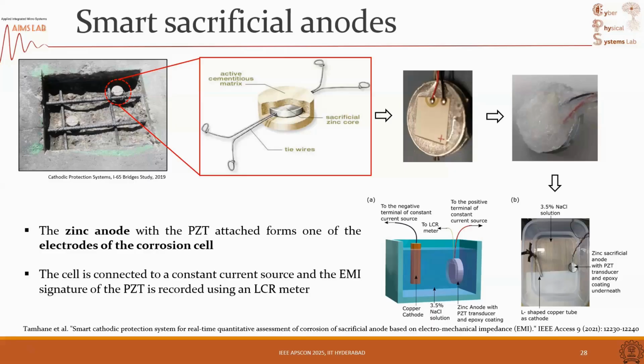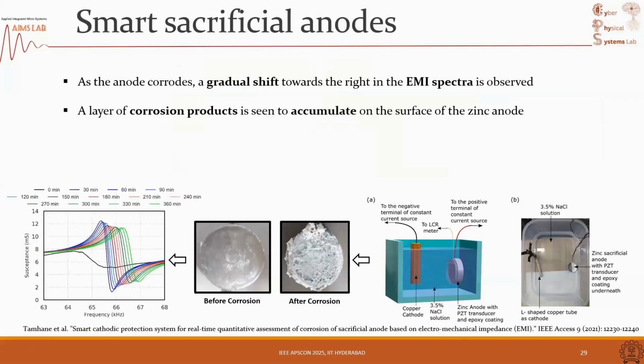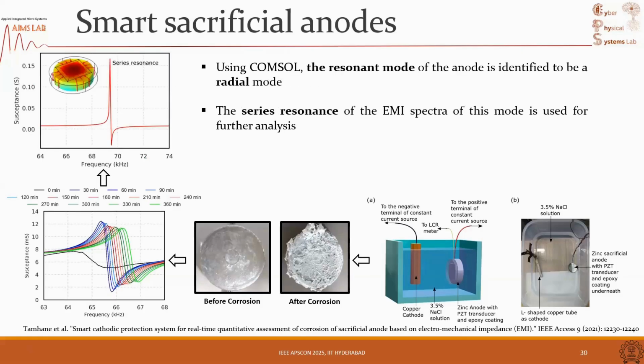We attach it to the zinc disc. So now it looks like a MEMS resonator. I have a transducer on top and I have this large mass on the bottom. And if I perform electromechanical impedance spectroscopy, because this is not electrochemical, I see this typical resonance susceptance spectra that you get for MEMS resonators. And when this anode corrodes, because of the change in mass and geometry of the structure, the resonance frequency shifts. So that is the sensing mechanism that we use.